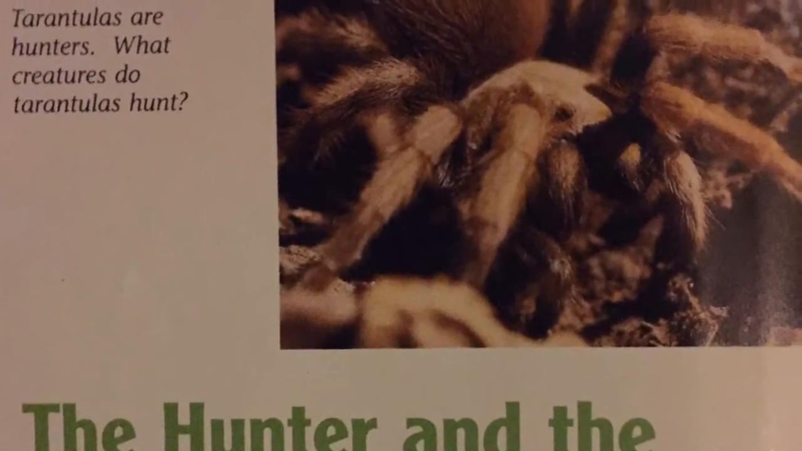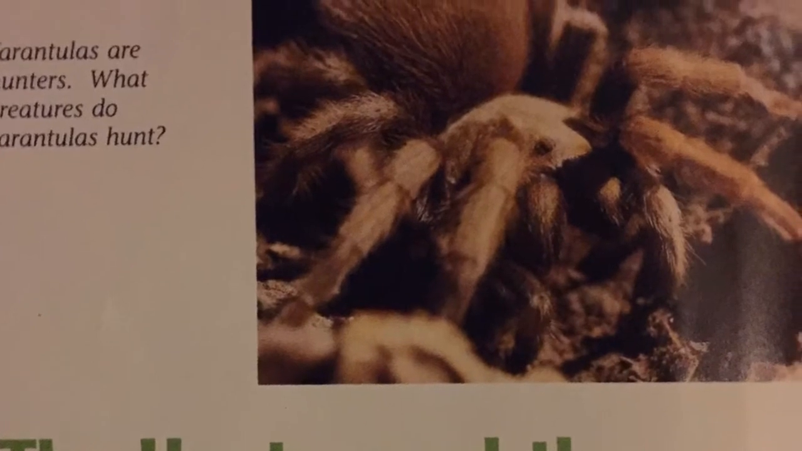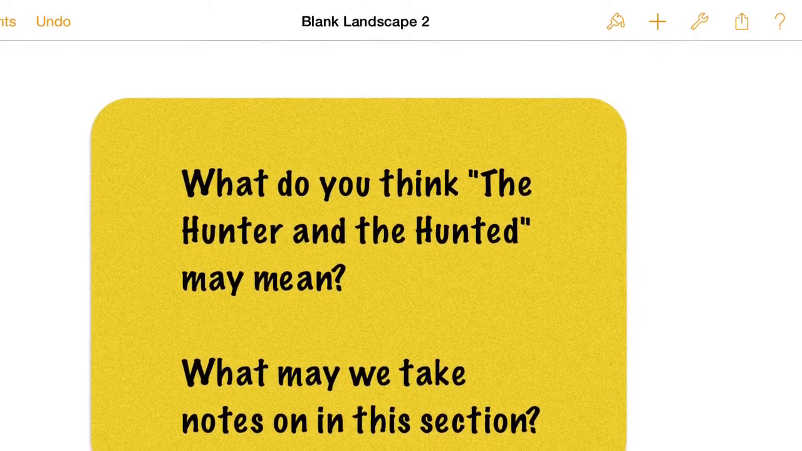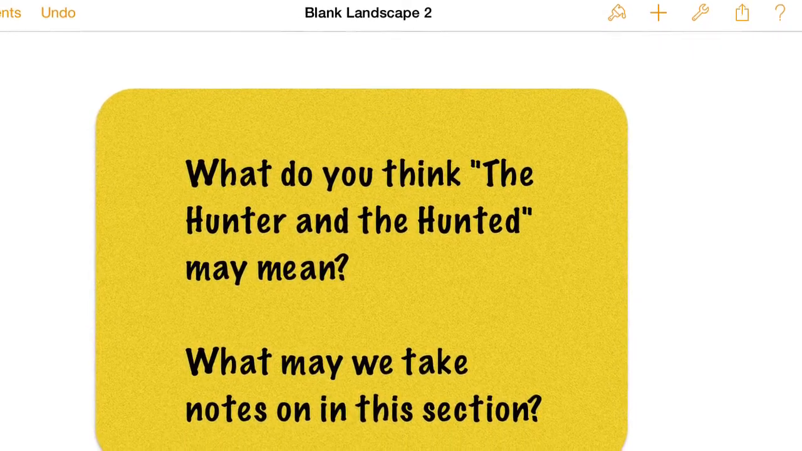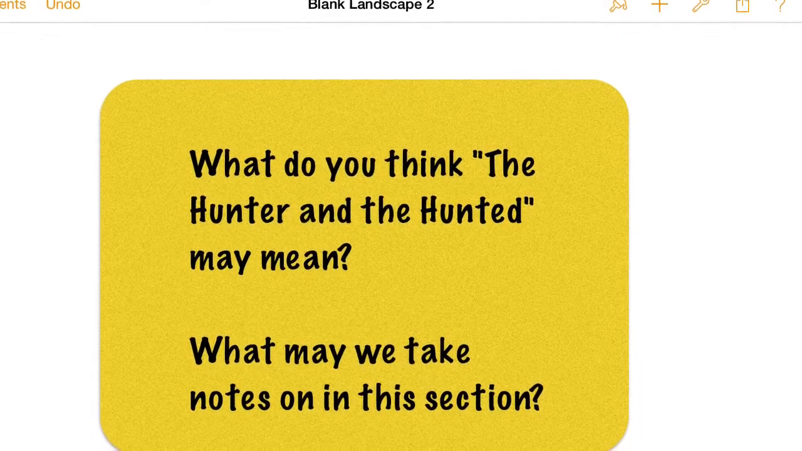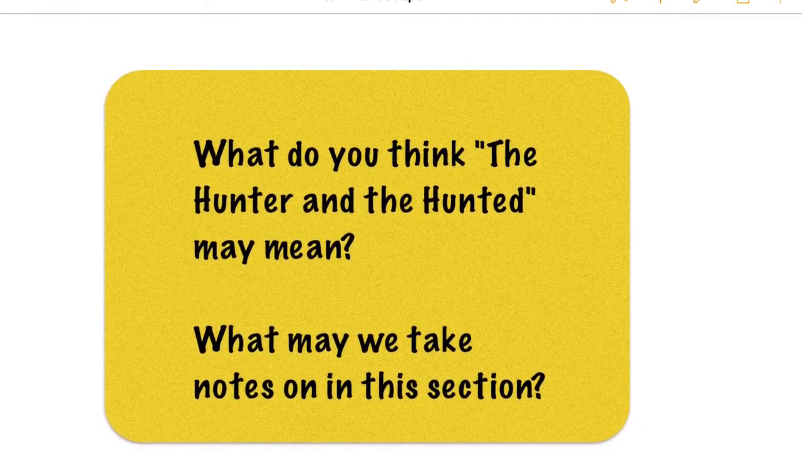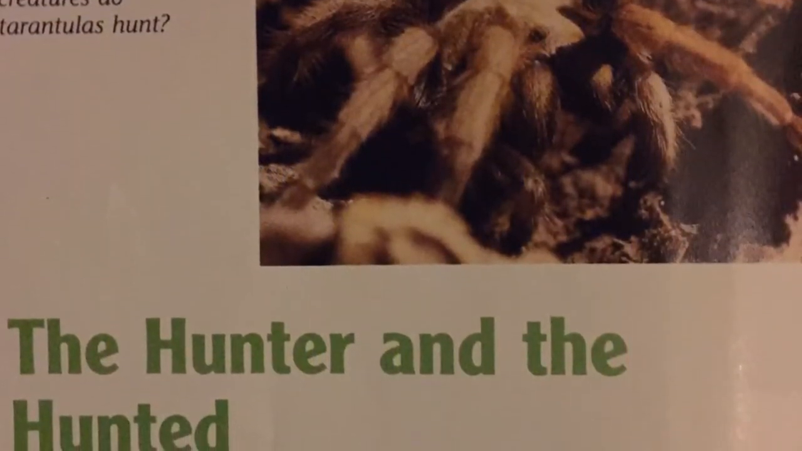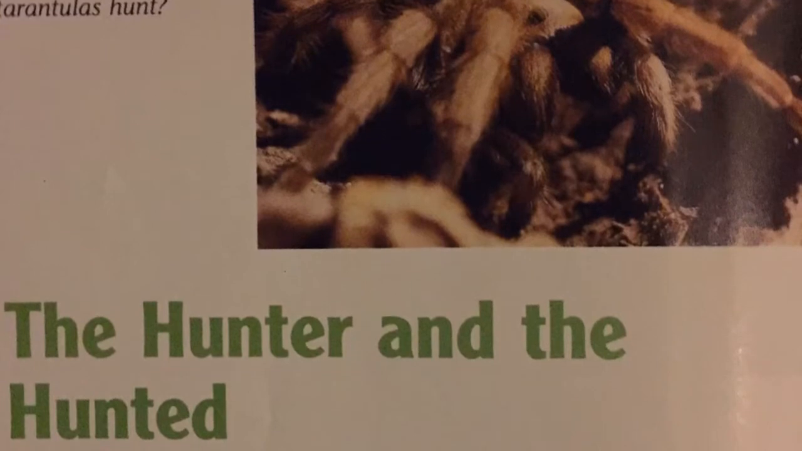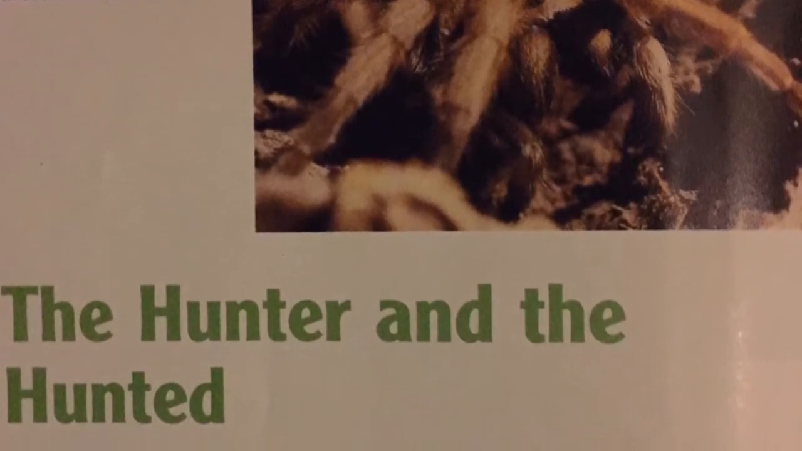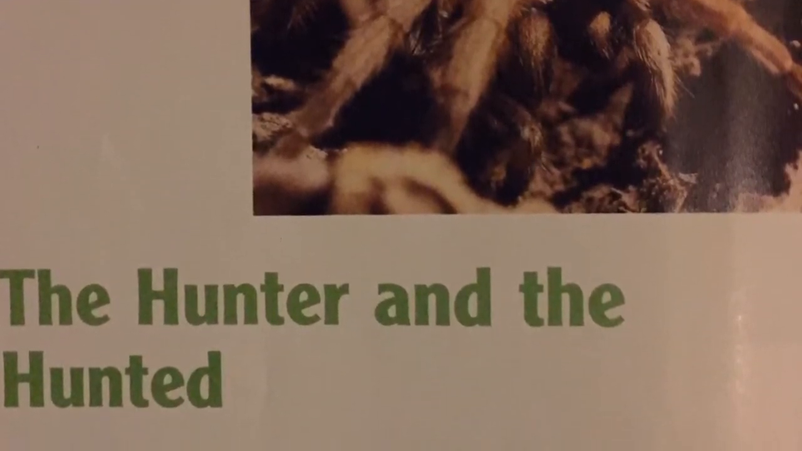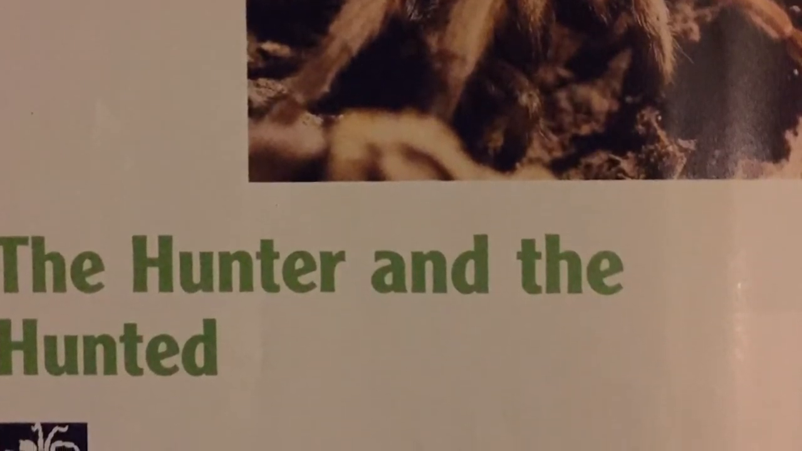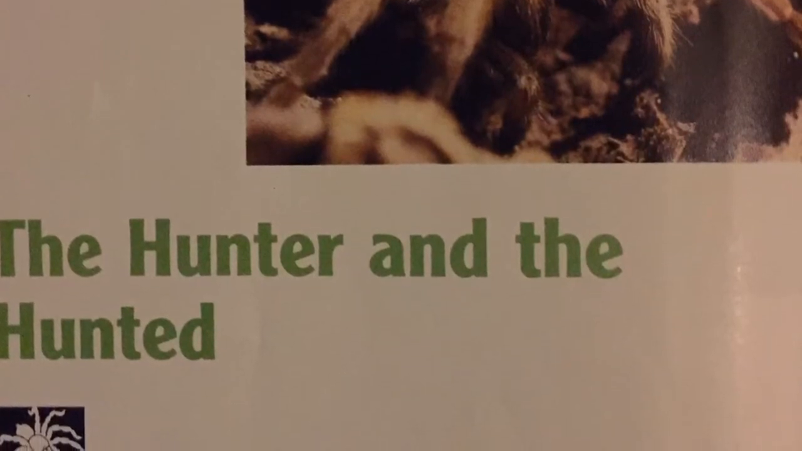But it's not always that easy. In this book about tarantulas, it doesn't give the exact name of the topic. I'm going to ask you to pause the video, and I'm going to leave you with the question, what do you think the hunter and the hunted means in this nonfiction book about tarantulas? The hunter and the hunted refers to the tarantula hunting or finding food, which is part of his diet. In this chapter, it will also discuss which animals are predators or hunt tarantulas. Keywords are important words that help you find the information you're looking for. Be sure to use them.